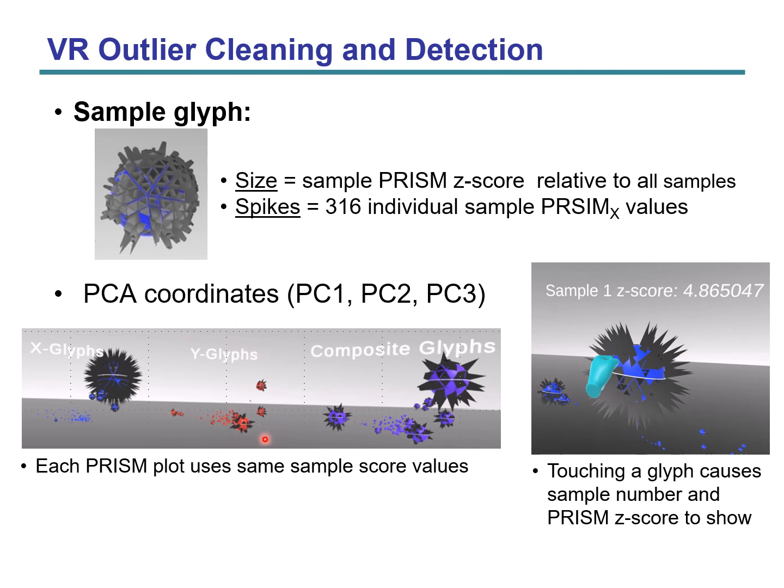Here are the prism Y glyphs. And then here are the composite glyphs of our prism values from the X and Y. And when you touch a glyph, you get the sample number, and then you get the z-score, as you'll see in the video.